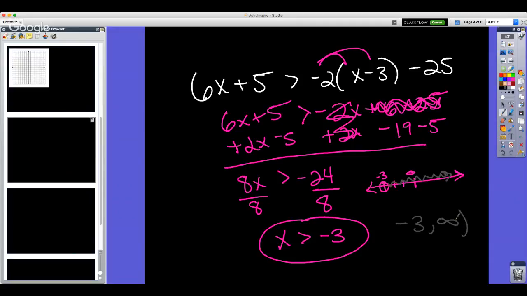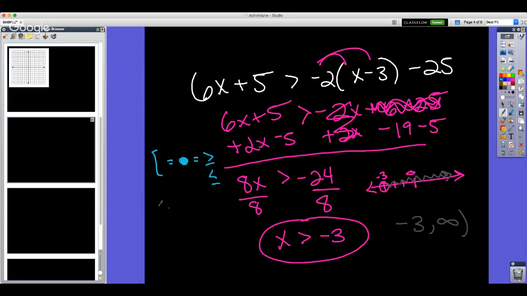Because it keeps going, right? So infinity is always parenthesis. Okay? Yeah, go ahead. Okay, maybe this will help you over here, Jordan. If you have a bracket, that is the same as equal to, which is the same as greater than or equal to or less than or equal to. Those are all three the same.